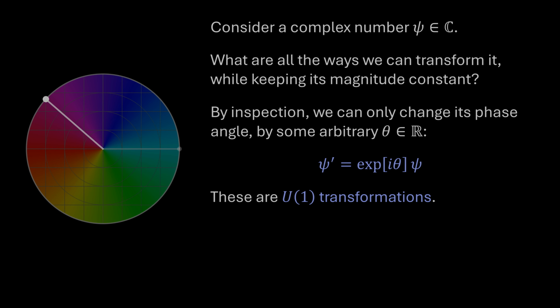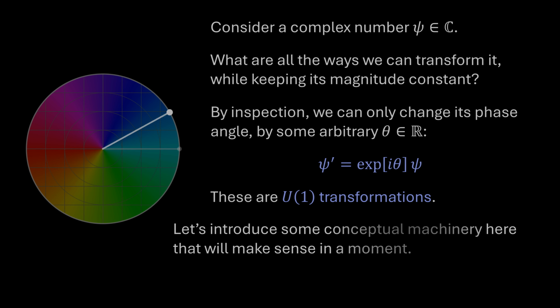But now I want to introduce some conceptual machinery that at first seems totally unnecessary and redundant, but will make a lot of sense in a moment. So what we're going to do is we're going to define a generator. We'll call it T0. So T0 is just the number 1. And so you might think, what's the point of that? The number 1 is already the number 1. We don't need to be giving it a special name.